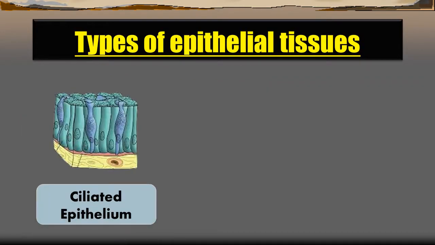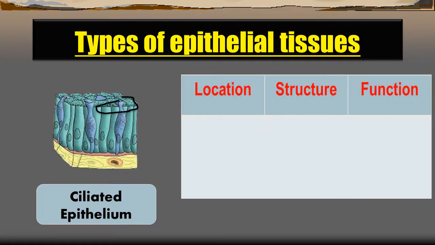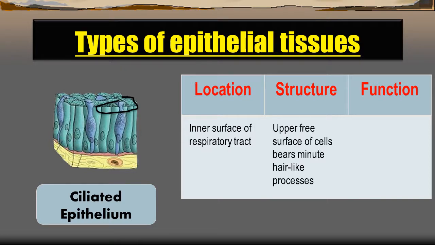The next type is ciliated epithelium. As you can see, there are small hair-like structures, which are nothing but cilia. So it is ciliated epithelium. Its location is the inner surface of the respiratory tract. The structure is that the upper free surface of the cells bears minute hair-like processes, that is cilia. The function is that it pushes mucus and air forward to keep the air passage free.